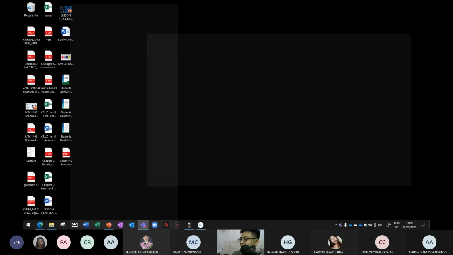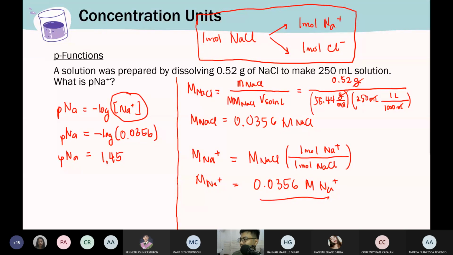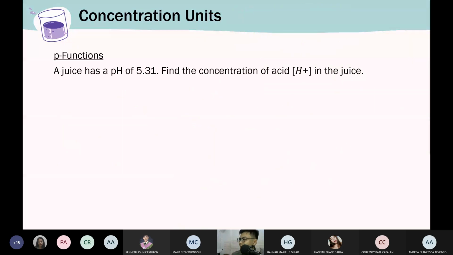Okay. So now, let's try the other way around. Let's look at this. The P function pa rin. A juice has a pH of 5.31. Find the concentration of acid in the juice. Okay, baliktad siya. Why? Kasi kanina, given ang molarity, hinahanap pH. In our case today, given yung pH, hinahanap yung molarity. How will you do that?